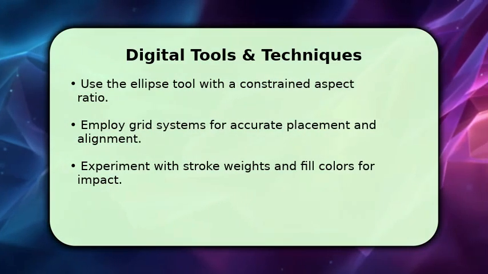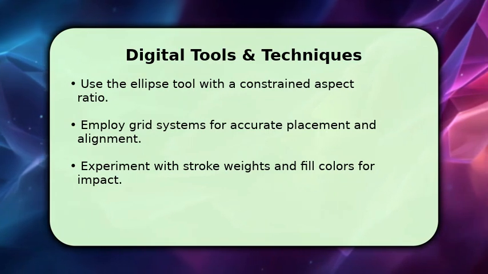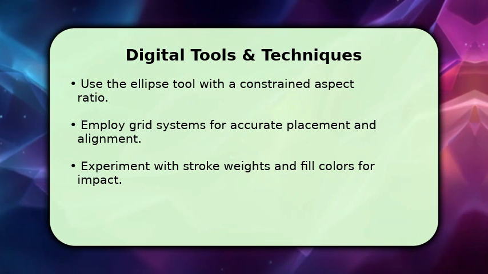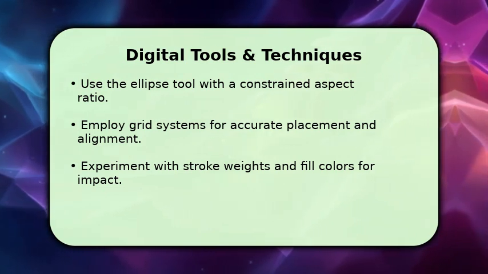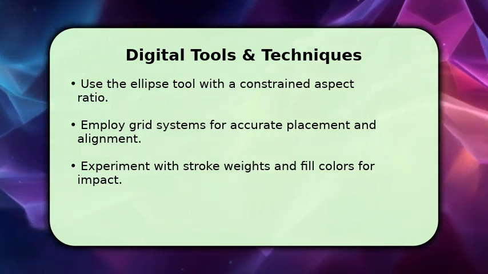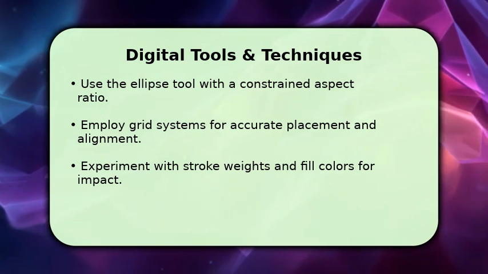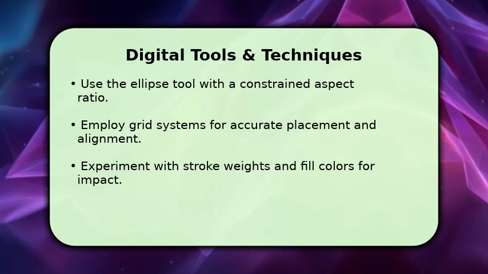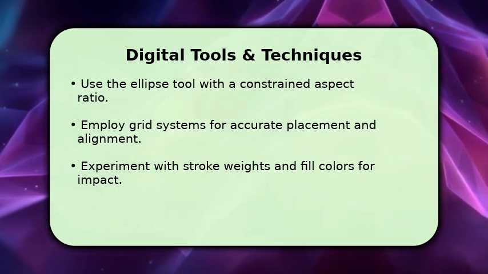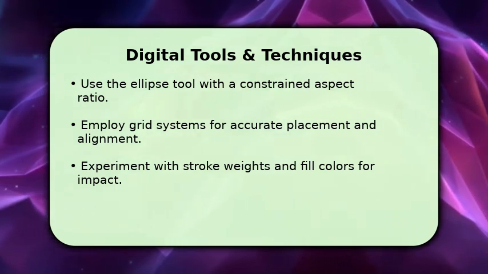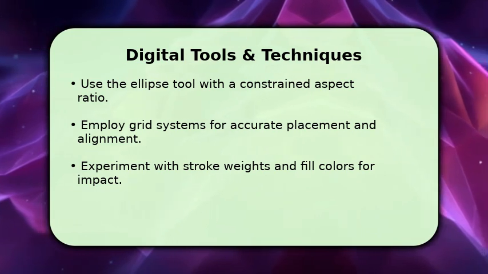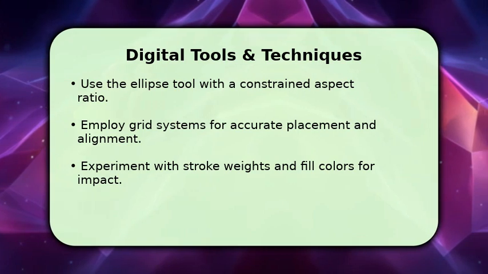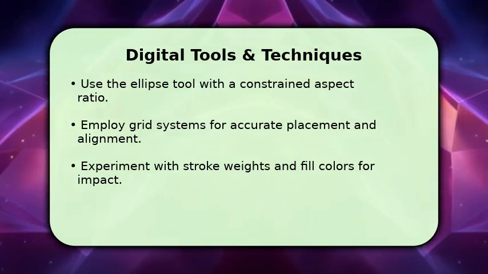Digital tools make creating perfect circles incredibly straightforward. Most design software features an ellipse tool. Simply hold down the Shift key while dragging to constrain its proportions and create a perfect circle. Utilizing a grid system can further enhance precision, helping you align your circles perfectly within your layout. Don't forget to experiment with different stroke weights, perhaps a 2-point line, and various fill colors to give your circular elements distinct character and visual interest.